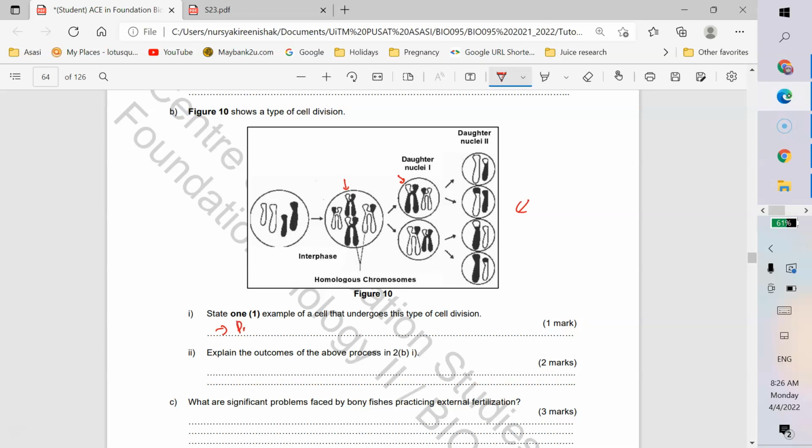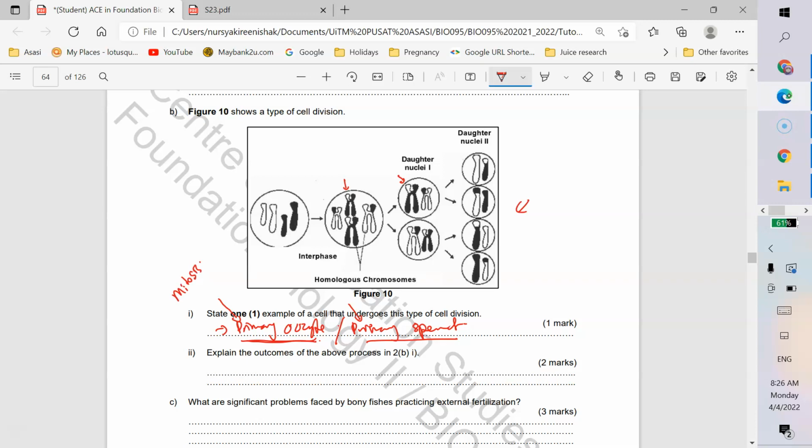Okay, primary oocyte itu kalau untuk female, alright? Primary oocyte ataupun primary spermatocyte. Kenapa kat sini ditulis primary oocyte ataupun primary spermatocyte? Sebab sebelum nak menghasilkan kedua-dua sel ni, terhasil daripada germ cell. Sel ni terhasil daripada germ cell, these two cells are produced through the process of mitosis actually.